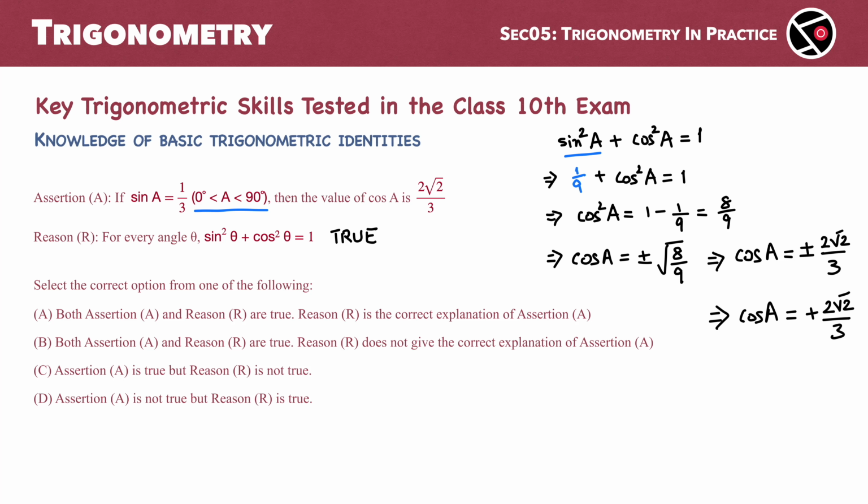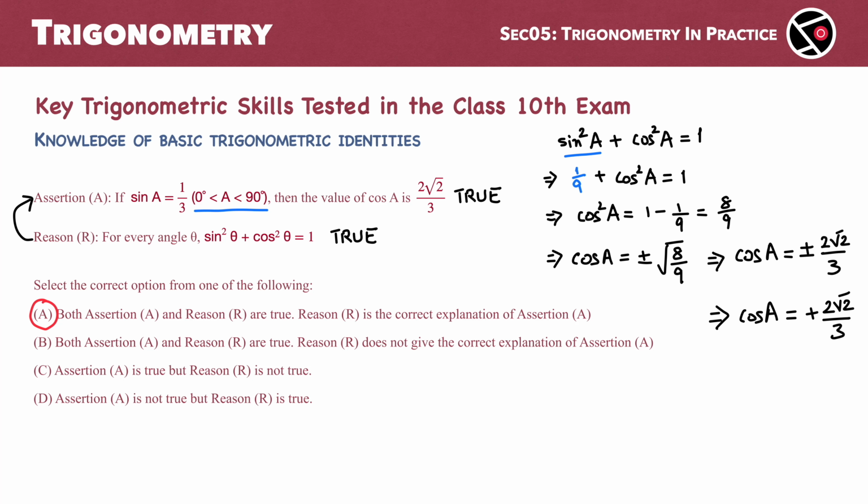Therefore, for sin A equal to 1 by 3, we have cos A equal to 2 square root 2 by 3. The assertion is true. Clearly, both the assertion and the reason are true, and the reason is the correct explanation of the assertion. So, option A is our choice.